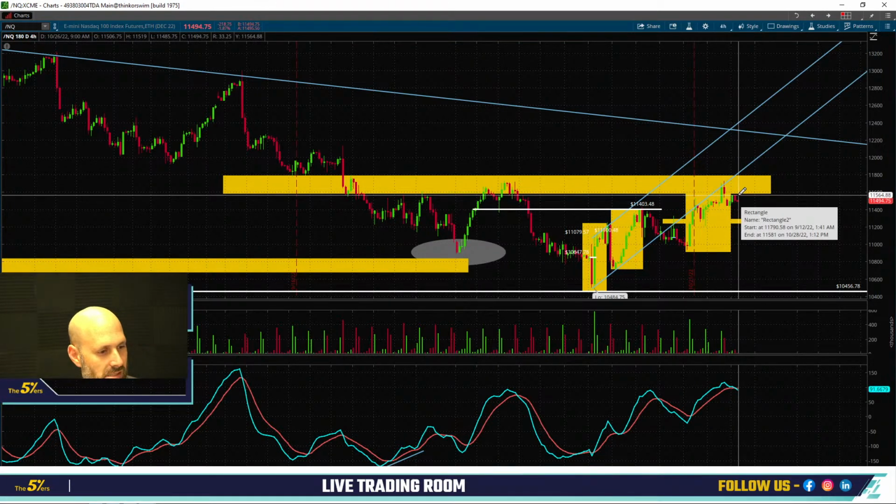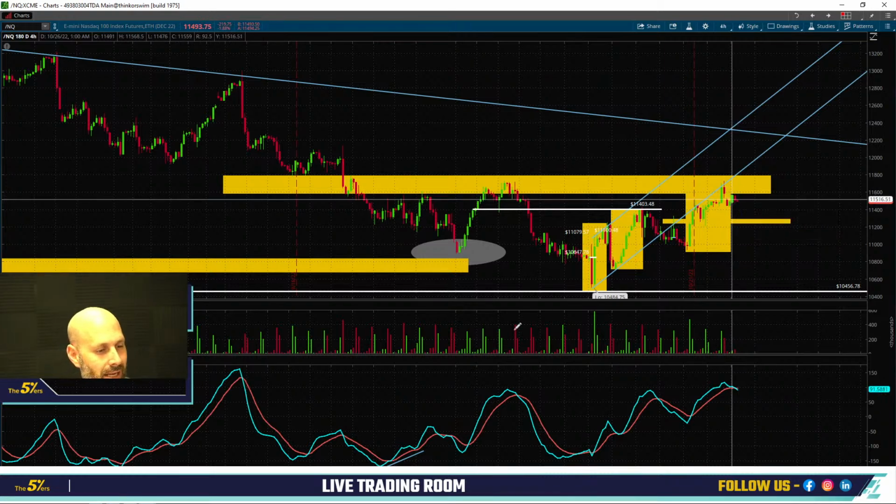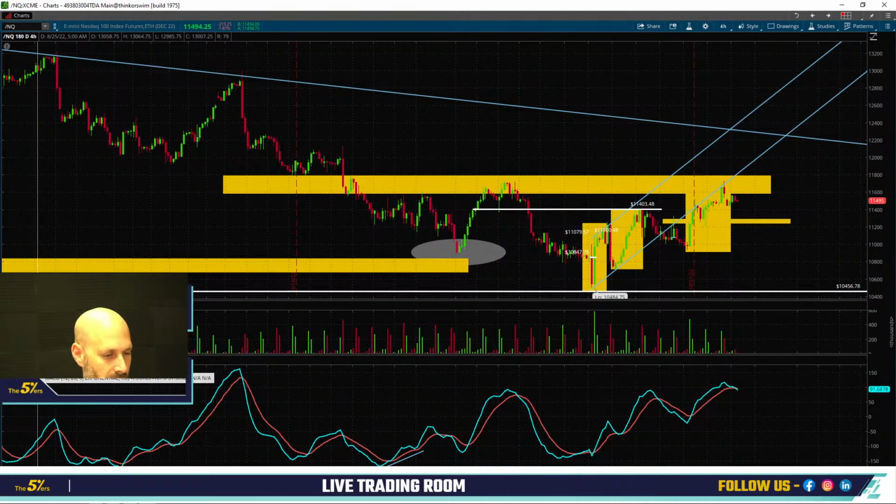It's not the stochastic, it's the MACD. It's basically the default for the MACD. It's 12, 26, and 9.